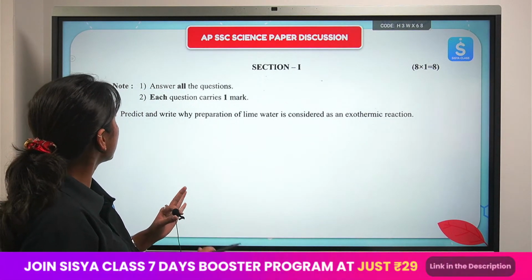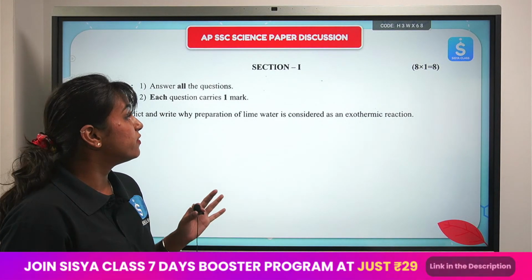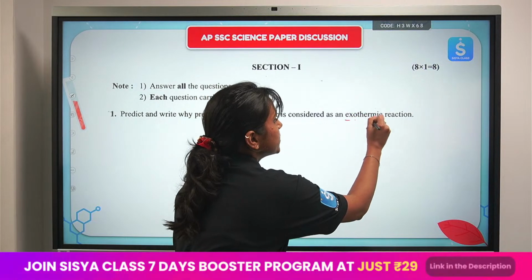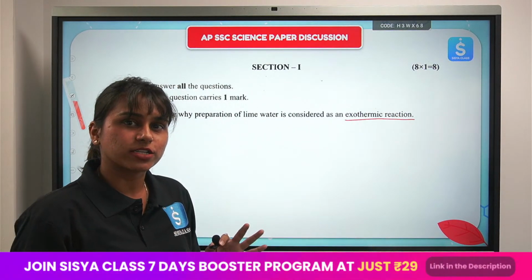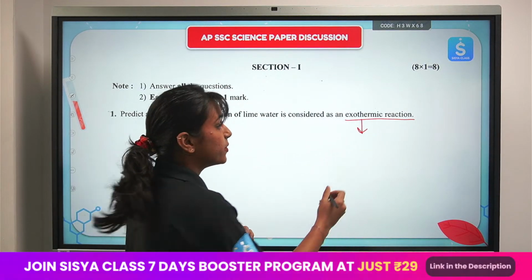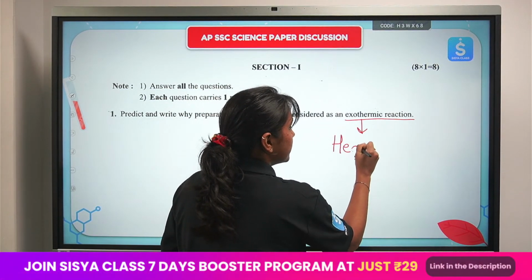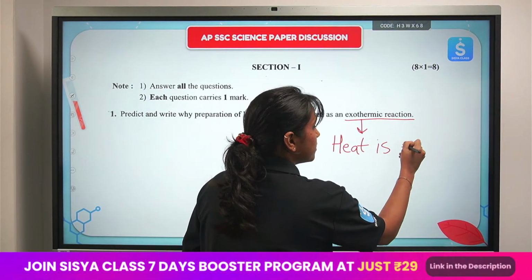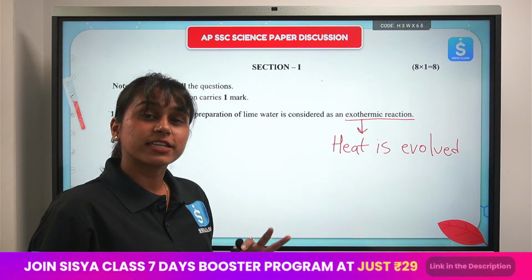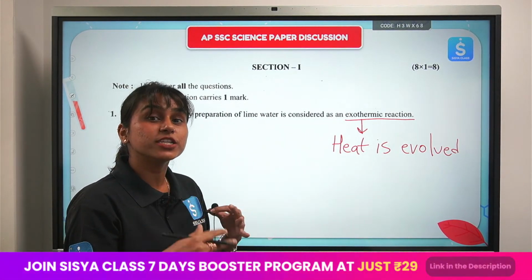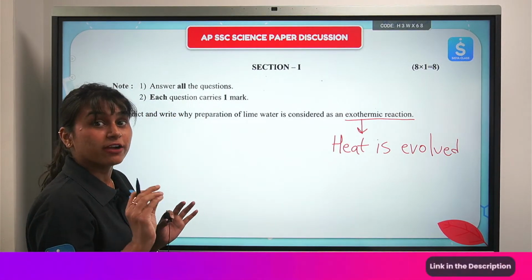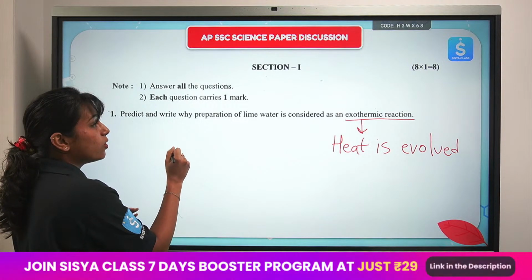So the question was, predict and write why preparation of lime water is considered an exothermic reaction. First we need to write what is an exothermic reaction. An exothermic reaction is a chemical reaction in which heat is evolved. Now we have to write the preparation of lime water. We have to write the chemical reaction of it. How is lime water formed?